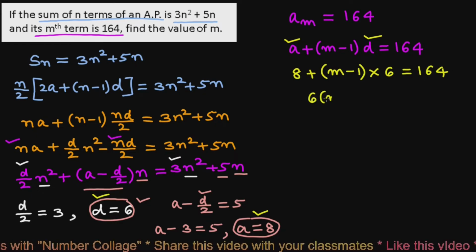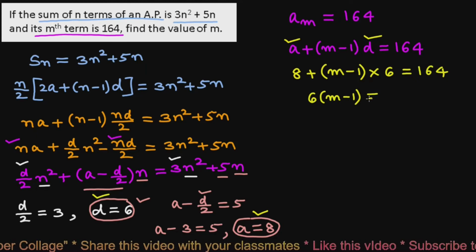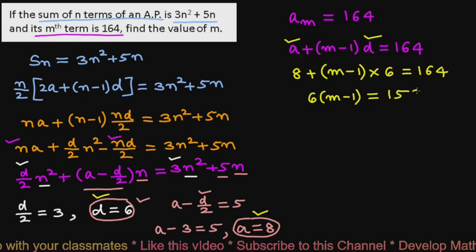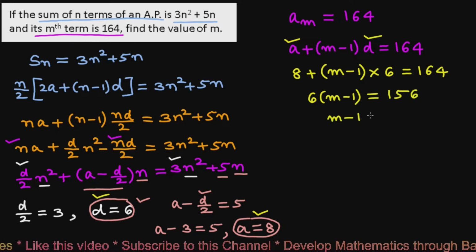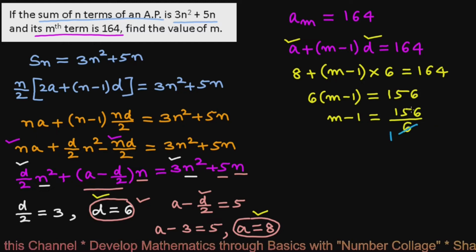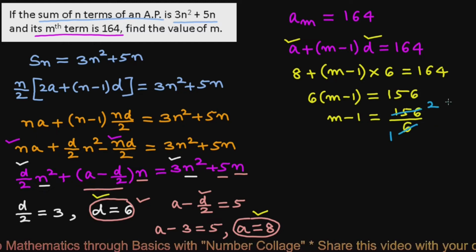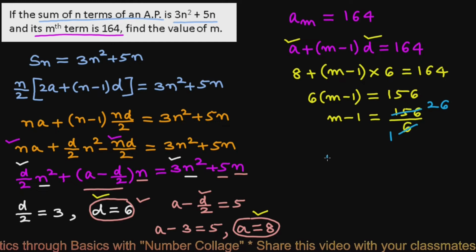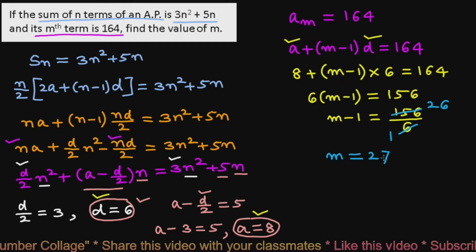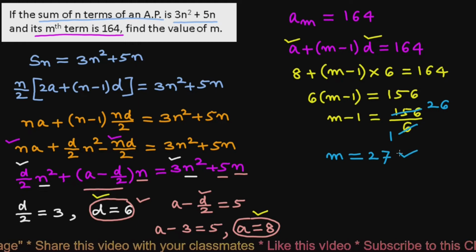So 6 into m minus 1 will be 164 minus 8, that will be 156. So m minus 1 will be 156 upon 6. 6 ones are 6, 6 twos are 12, 6 sixes are 36. So that gives m equals 26 plus 1, 27. So this is the value of m, 27.